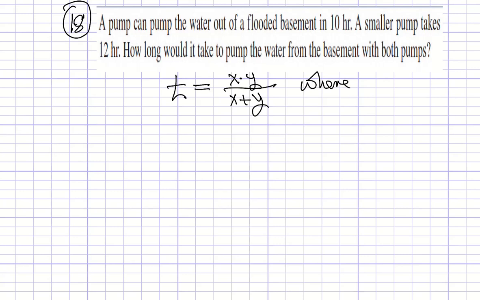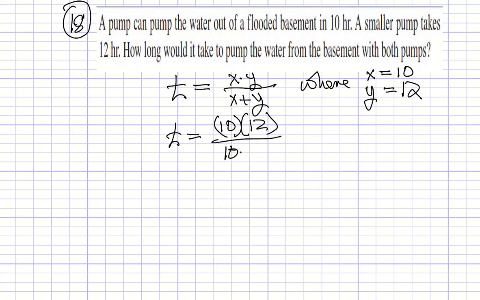You gotta explain it. Where x is the hours it would take the bigger pump, 10 hours, okay? Y is the hours it would take the smaller pump, 12 hours, okay? And t is the time it would take both of them. Alright, so we'll put that stuff in there. We get t equals 10 times 12 over 10 plus 12.